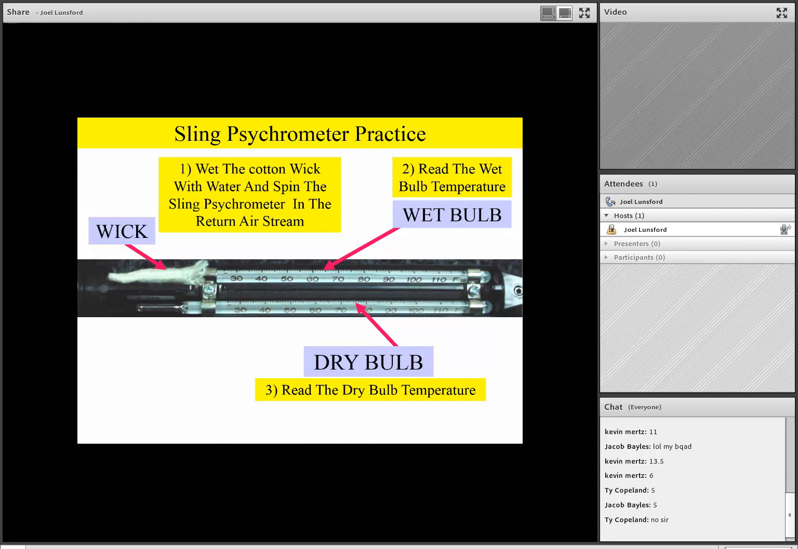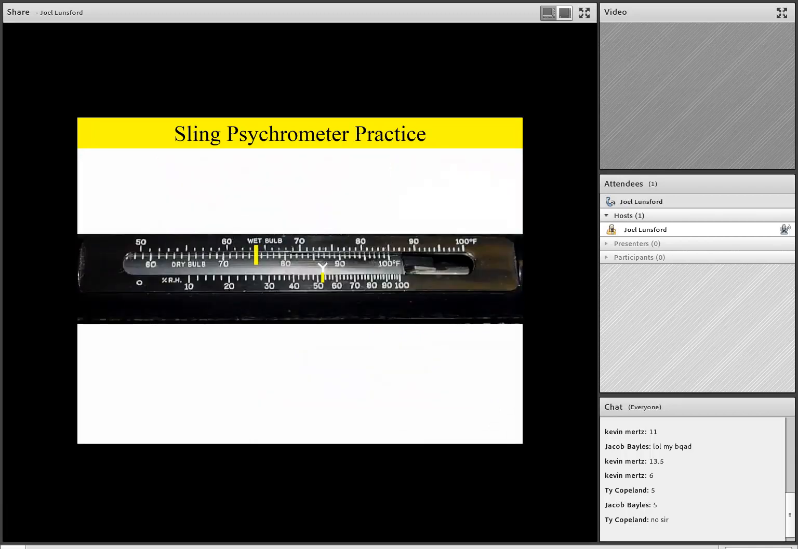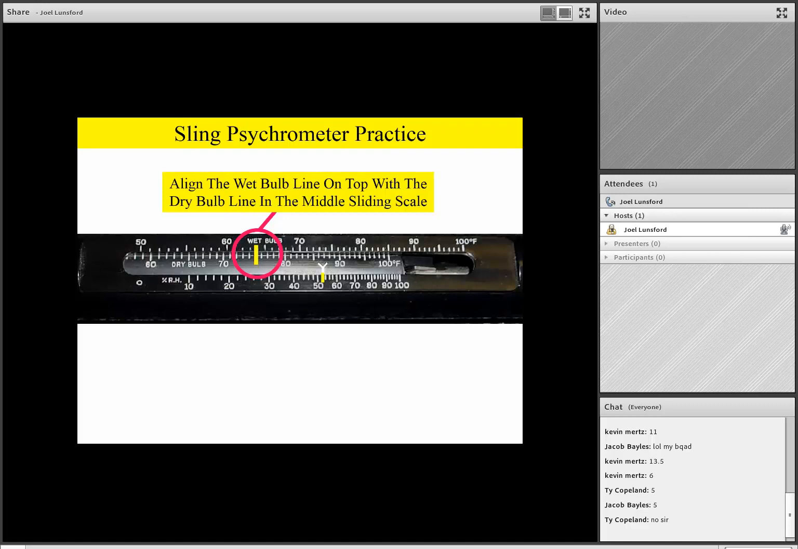We then take the sling psychrometer, after we wet it down, and spin it vigorously for about 1 minute in front of the return air grills. If we have more than one return air grill, please remember, team, you're going to want to do it at each return grill and then average the wet bulb and the dry bulb temperatures. We then slide it back together, and align the wet bulb line on top with the dry bulb line in the middle sliding scale.